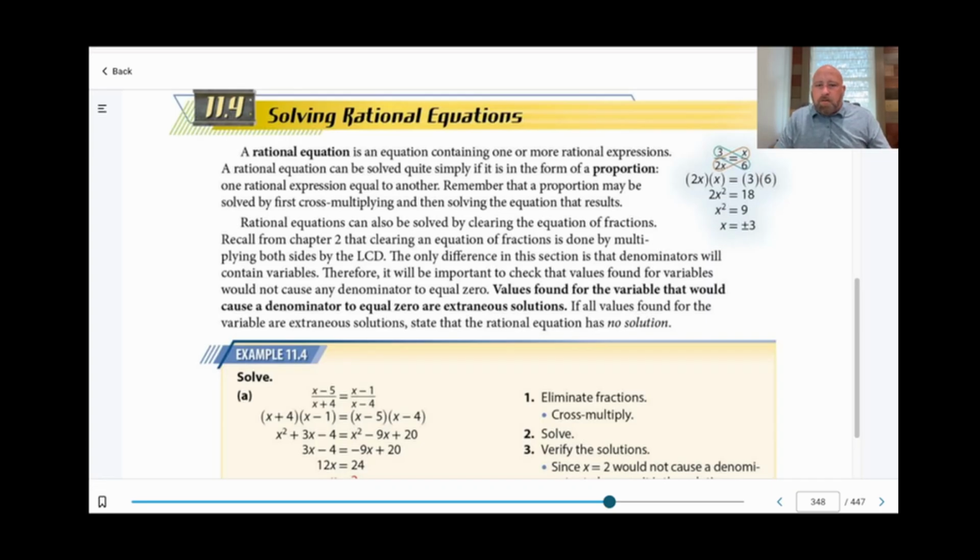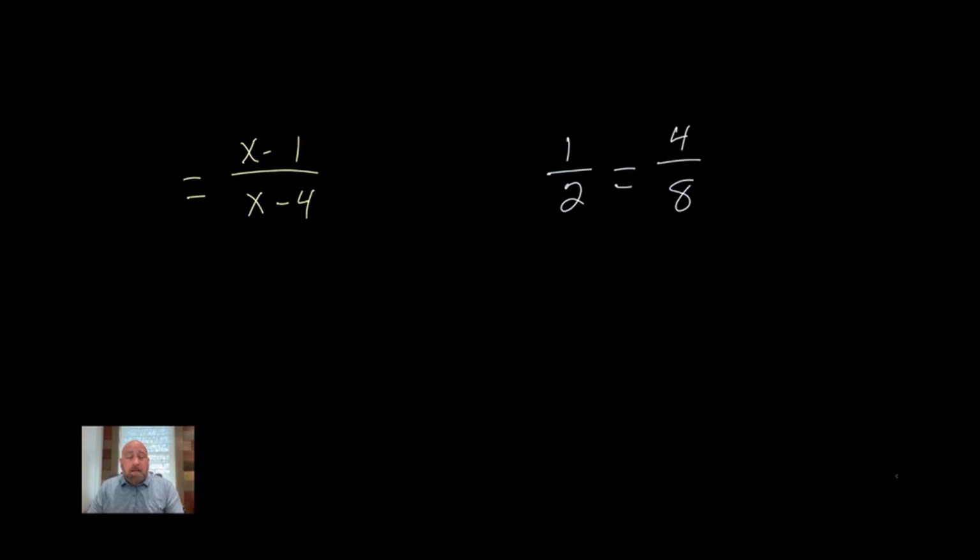So let's go over here real quick and let me show you this. If I have 1 over 2 equals 4 over 8, this is a proportion, right? It's the same thing. It's just a non-reduced fraction. In other words, if I multiply this by 4, then I get 4. And if I multiply this by 4, I get 8. So 1 times 4 equals 4, 2 times 4 equals 8. This is proportional. That's what the equal sign means. It means that these two things are equal to each other.